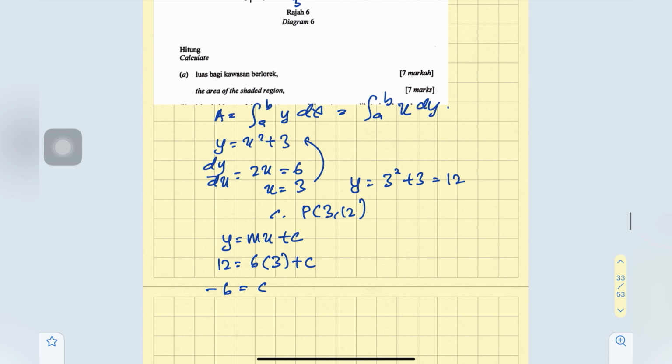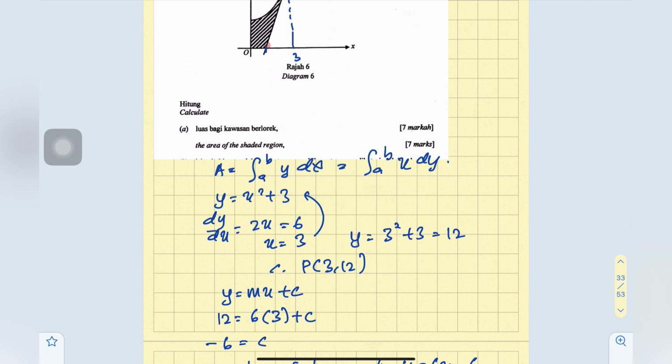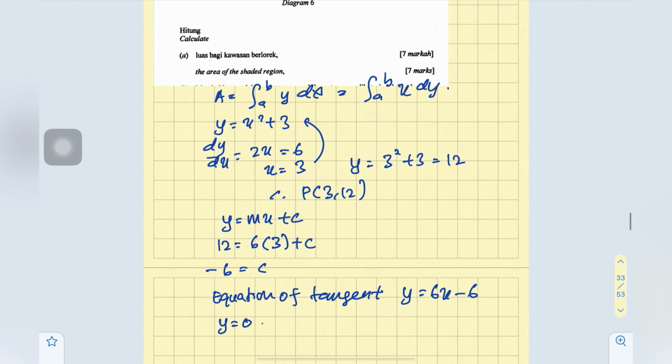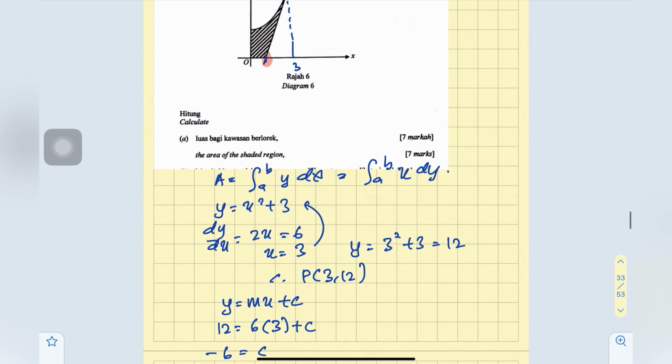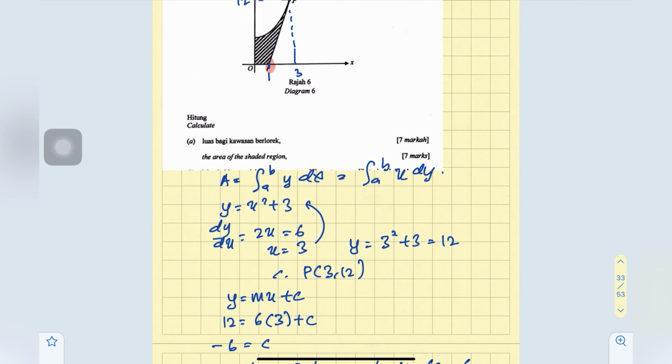So the equation of the tangent is y equals 6x minus 6. Then we want to find the x-intercept. For the x-intercept, y equals 0. So we substitute here: 6x minus 6 equals 0. We get x equals 1. So now we have 1.